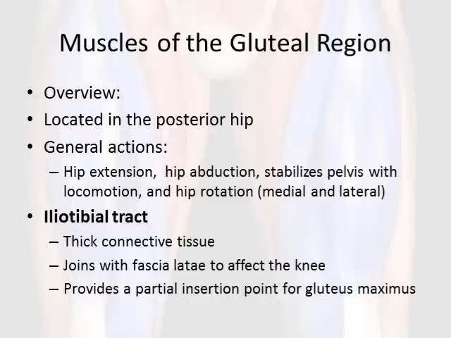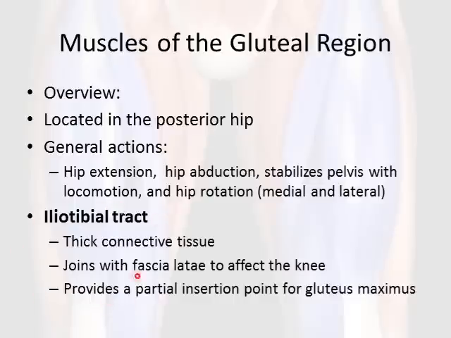Okay, so we're going to start with the muscles of the gluteal region, and as you know, these muscles are found in the posterior hip, and the general actions here are hip extension and hip abduction, that means going away from the midline of the body. They also help to stabilize the pelvis during locomotion, on the foot that's planted, not the foot that's up in the air. And then there are also hip rotators, both internally and externally, or medially and laterally. Internal rotation is synonymous with medial rotation, and external rotation is synonymous with lateral rotation.